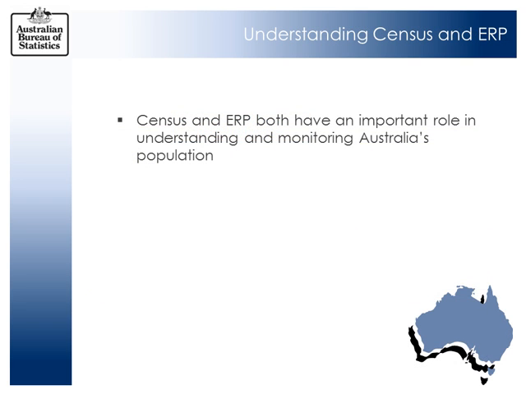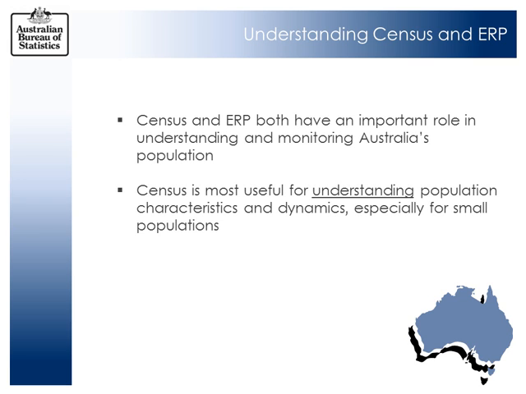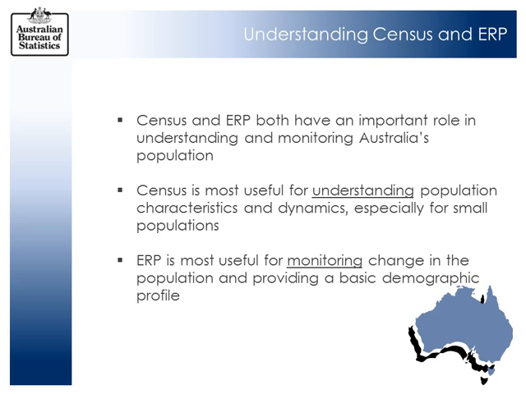Both census counts and ERP are important tools in understanding and monitoring Australia's population, but it is essential to understand the differences between them. Census is a snapshot at a point in time, but contains a wide range of information. It's most useful for understanding population characteristics and dynamics, especially for small populations. Whereas we can only estimate basic demographic information, but we do this regularly, so ERP is most useful for monitoring change in population and providing a basic demographic profile.